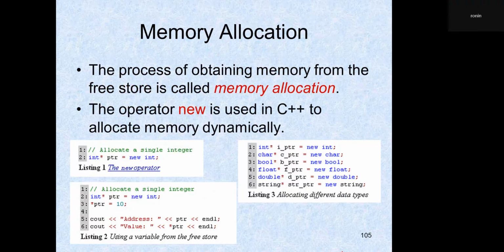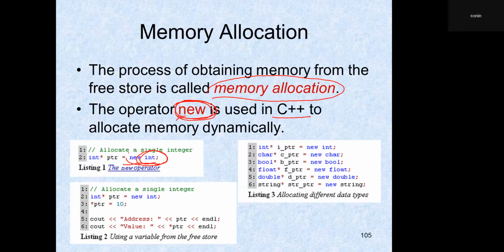The process of obtaining memory from the free store is called memory allocation. We use the new operator to get free space from the free store. In C++, we use new to get the space. Look here, new int. That means we get a space for int variables.